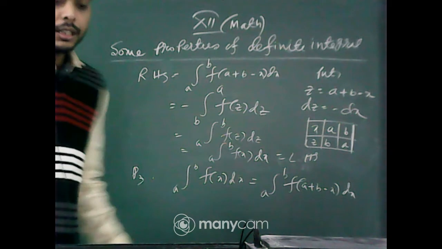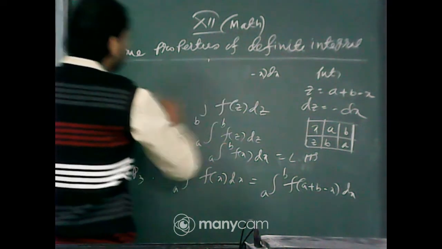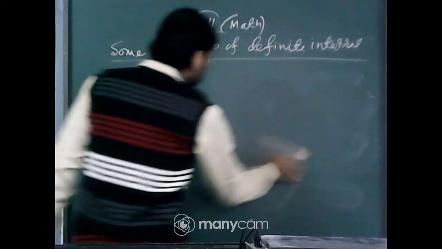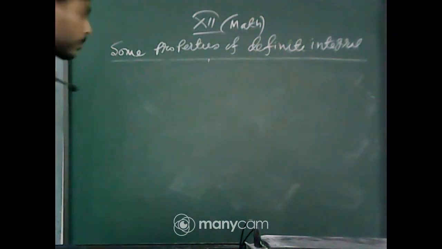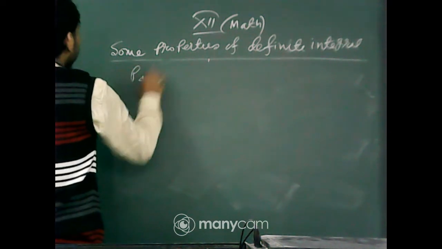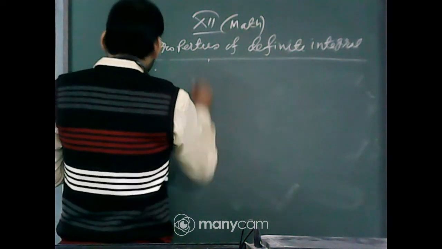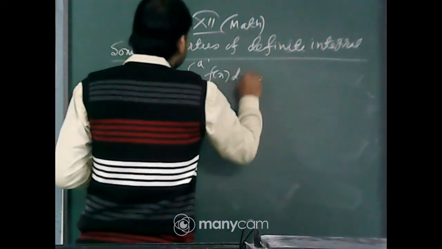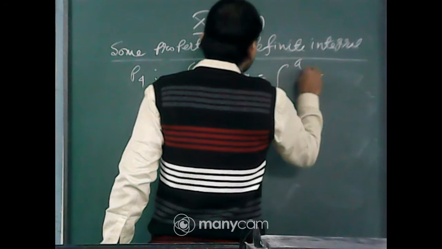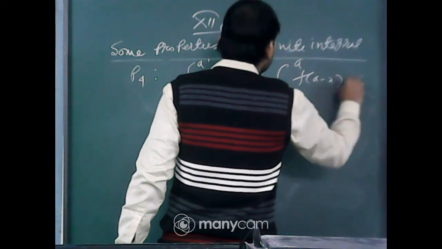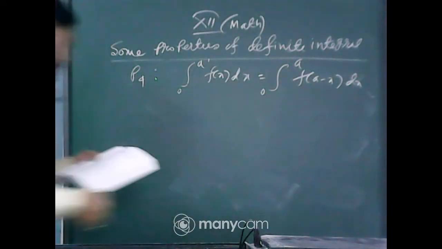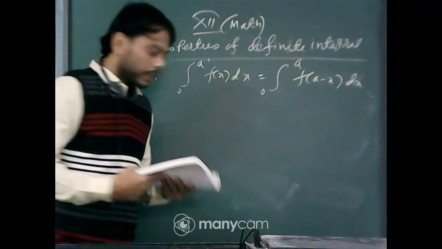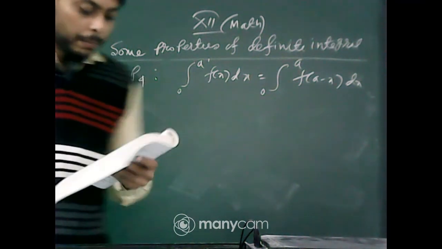Next property P4, that is the particular case of P3, integration 0 to a f(x) dx equals integration 0 to a f(a minus x) dx. That means in the property number P3, just put a equals 0 and b equals a. Then you will get the property P4.